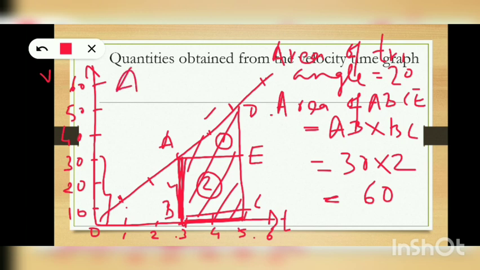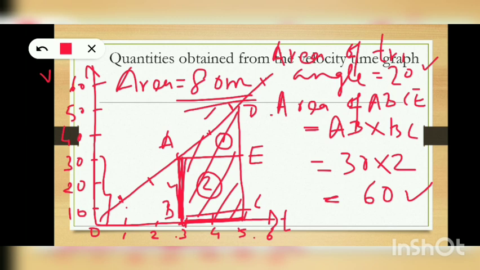Then what will be the total area? Total area is the area of the triangle plus the area of the rectangle. What is the area of the triangle? 20, and the area of the rectangle is 60. So the total area is 20 plus 60, that is 80. So this area itself will be the distance traveled by the object in the time interval 3 seconds to 5 seconds. So this area itself will be the distance traveled.